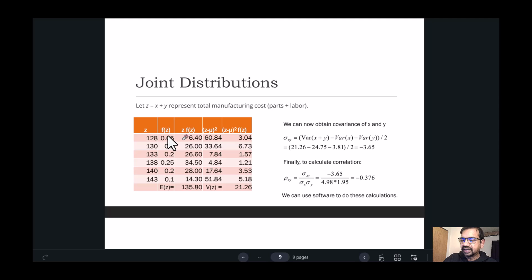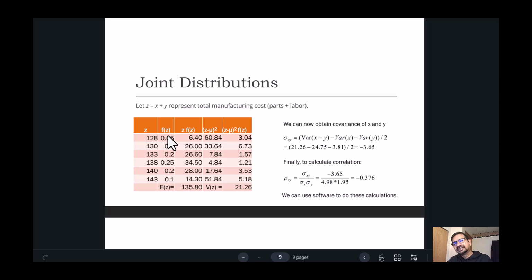So we can do the same analysis. We get this new variable Z, which is combining or giving us our total cost. And we can apply the same steps and we get the expected value of Z, the total cost, as well as the variance of Z. Now, we will use this idea to get the concept of covariance.